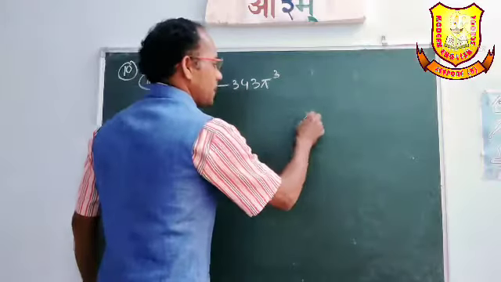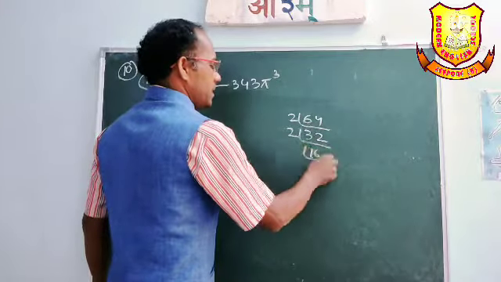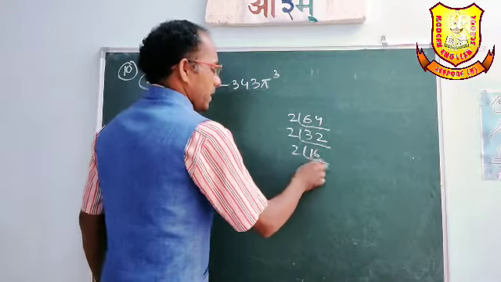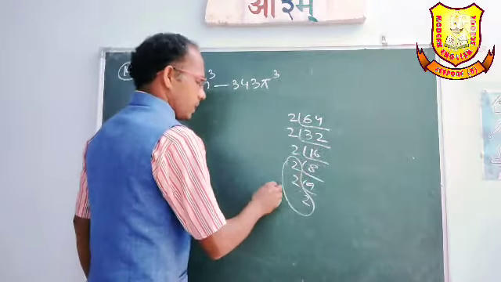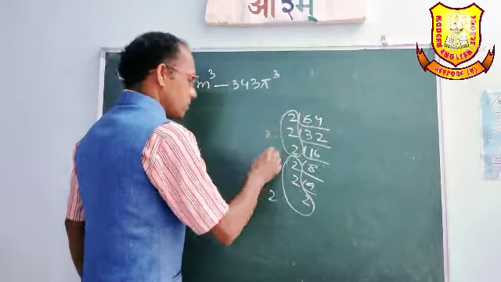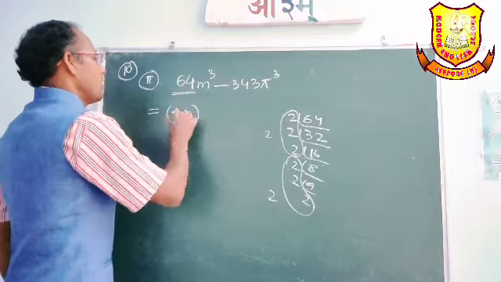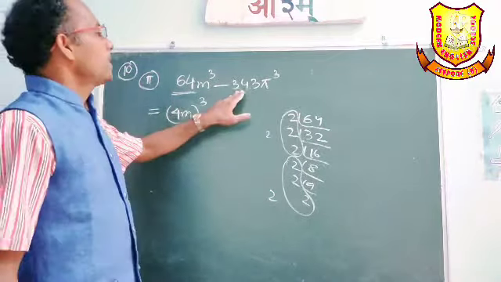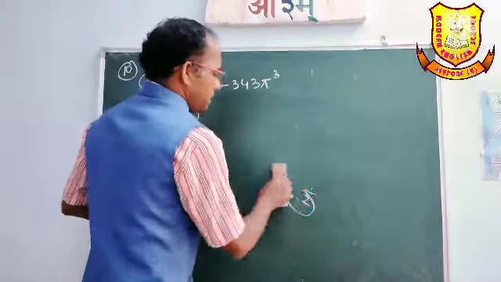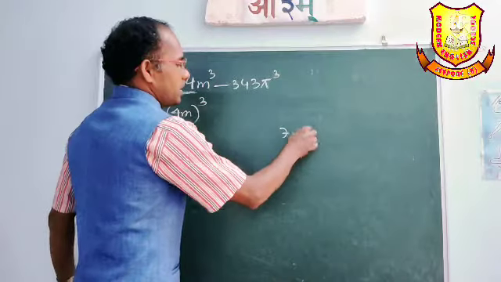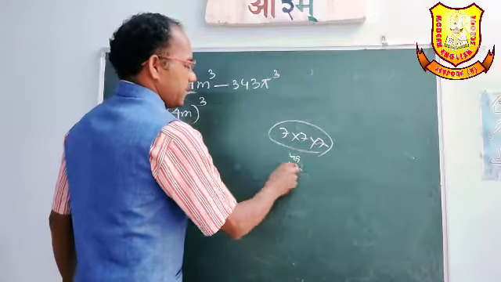64, obviously, is 4 cube. If you don't know, you can factorize it: 32, 16, 8, 4, 2. Out of 3 twos, one 2; two twos are 4. So this is (4m) whole cube. In the same way, 343: if you factorize, it will be divided by 7. 7 into 7 into 7. You just find, this is 49 into 7.